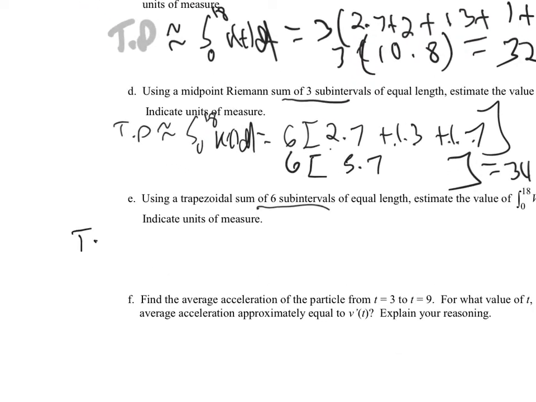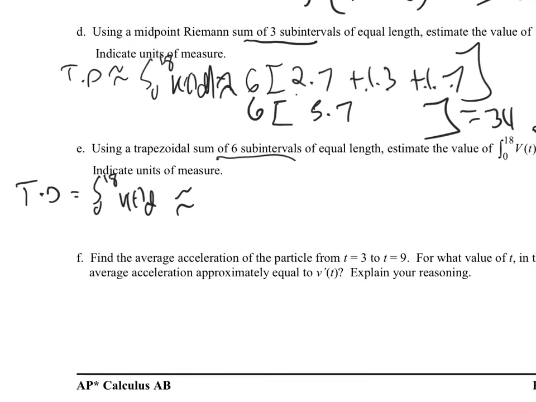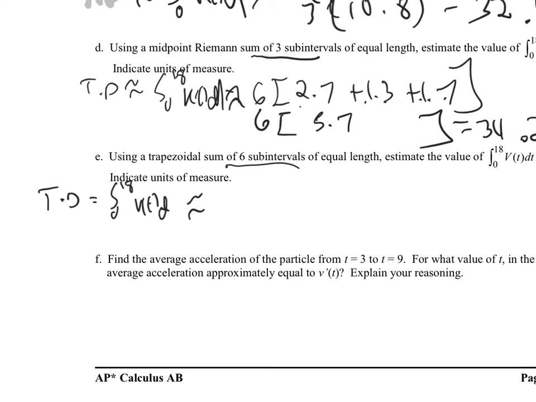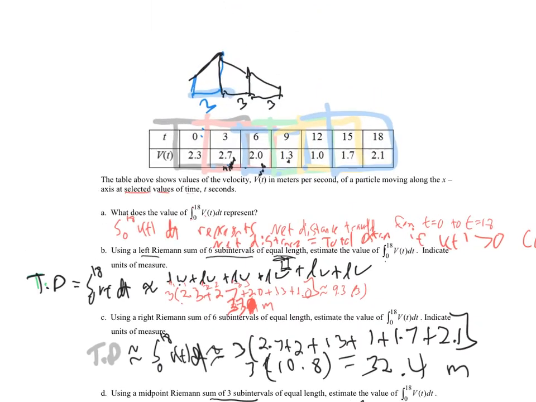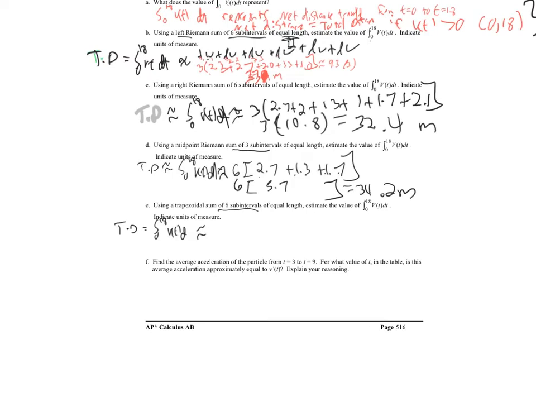So my total distance will be the integral from 0 to 18 of v of t dt. All of these were approximations, by the way. I hope you understand they're all different because we're approximating with different things. The height of each trapezoid is these distances here because these two sides are parallel. So these are the bases, and the distance between them is the height of the trapezoid. Each of those is 3. So it's 1/2 times the height, which gives me 3/2.